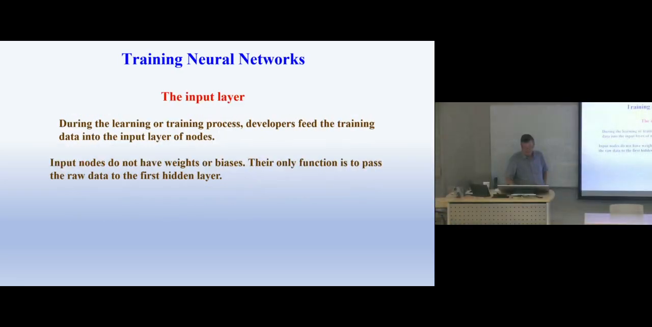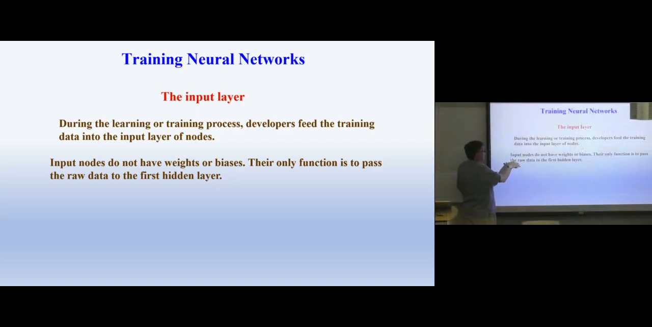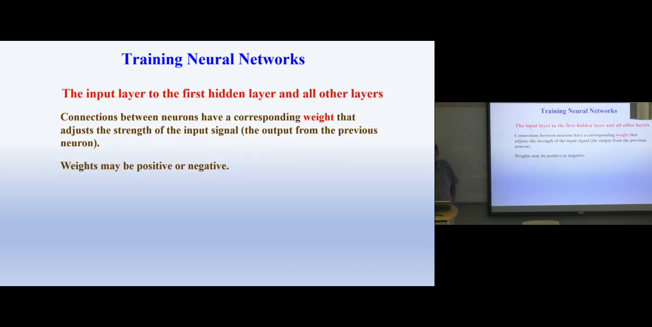All right, now, input layer doesn't do a thing. Developers feed the training data to the input layer. Now, they don't have weights or biases. Their only function is to pass that data. Okay. Input layer to the first hidden layer, they've got a weight. We showed you that. The weights can be positive or negative.